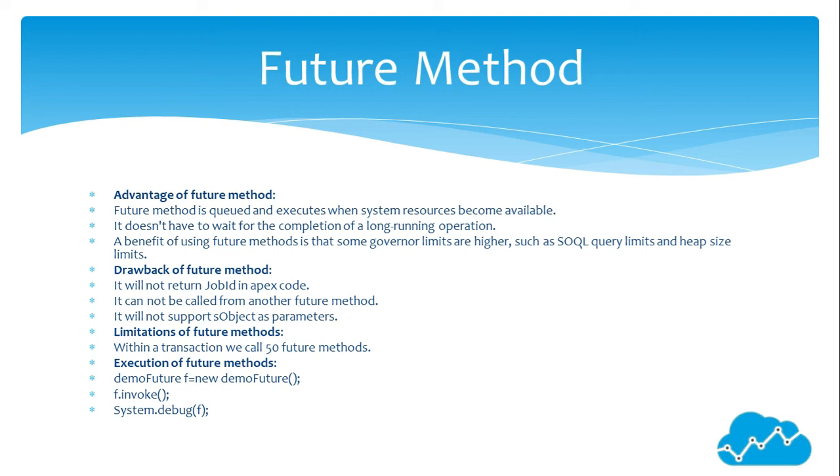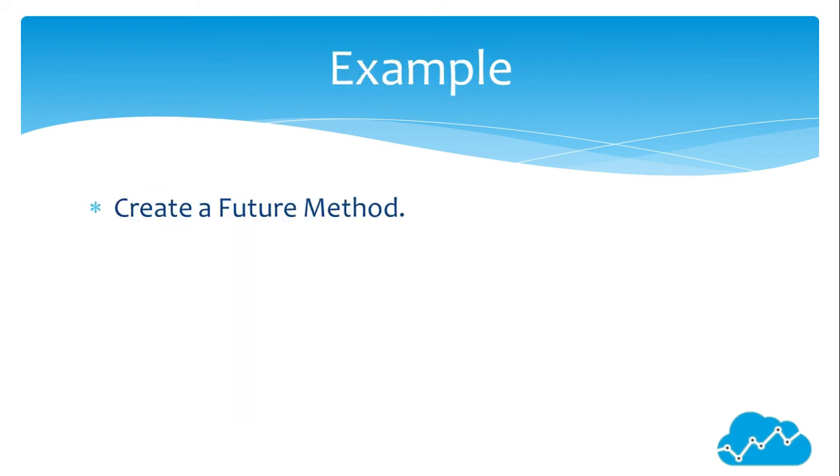Execution of future methods: DemoFuture, this is the class name. DemoFuture f = new DemoFuture(); f.invoke(); System.debug(f). For example, create a future method.